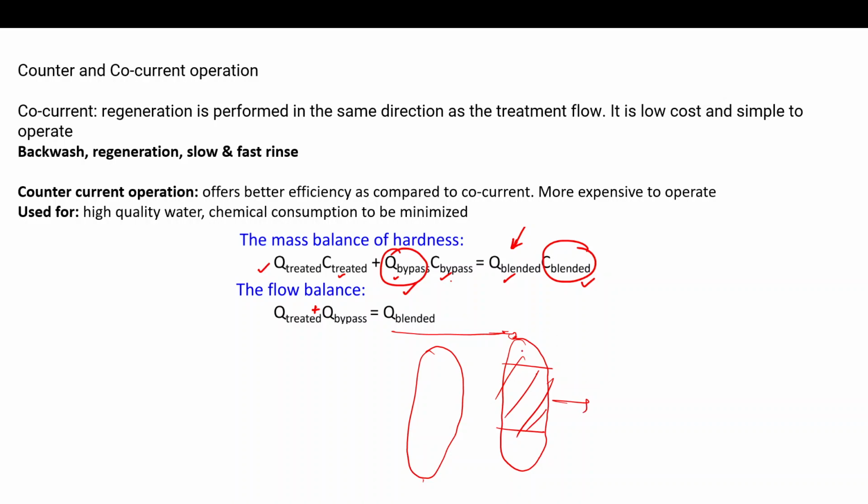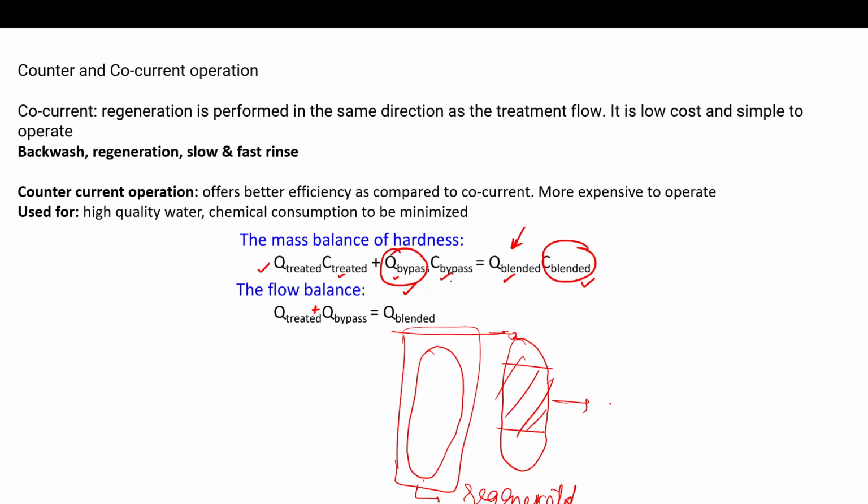So this will be under operation, and this bed will be regenerated during that time. So usually the operation is made in alternate fashion, and the flow can be in various ways.